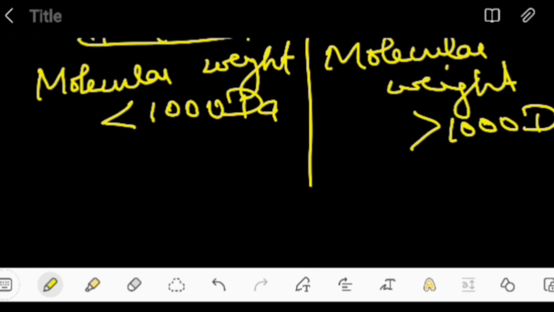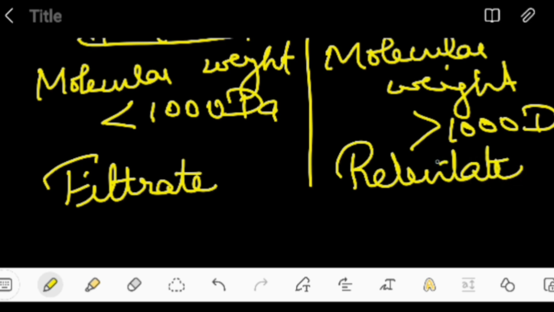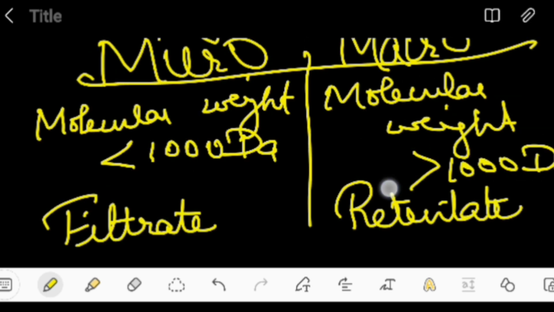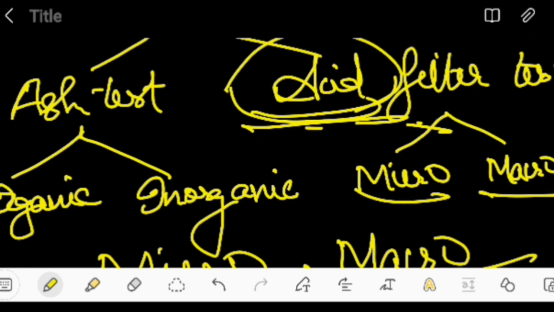The thing is, micromolecules are the filtrate. Do you know what is the meaning of filtrate? And this one will be the retentate. Do you know what is the meaning of retentate? Filtrate means what passes through the filter. You know that micro and macro molecules are separated using the acid filter test. So acid is being used here. It is a liquid substance and it will definitely pass through the filter.